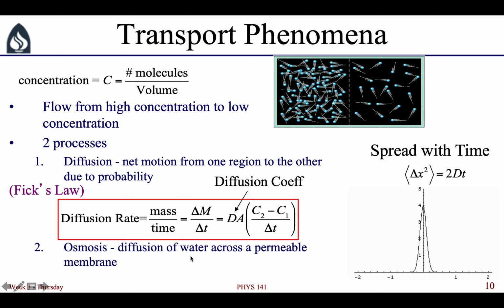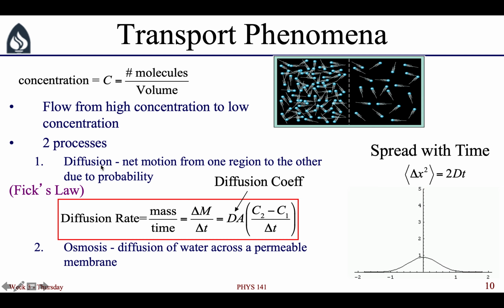Transport phenomena are very important when discussing how materials move through things like cells. Transport phenomena have to do with the movement of material from areas of high concentration to low concentration. Concentration is defined as the number of molecules in some volume. There are a couple of processes by which this can occur.